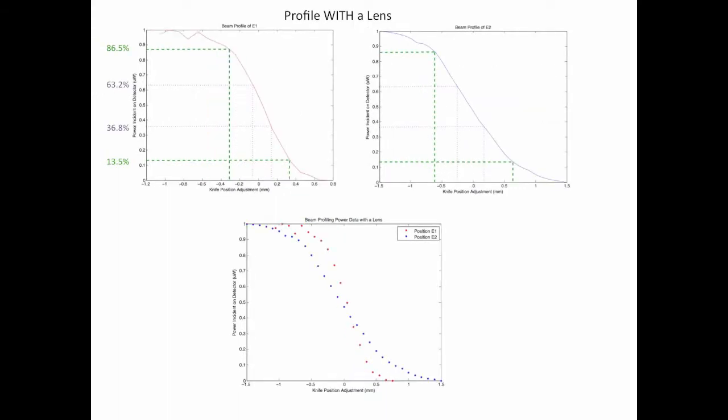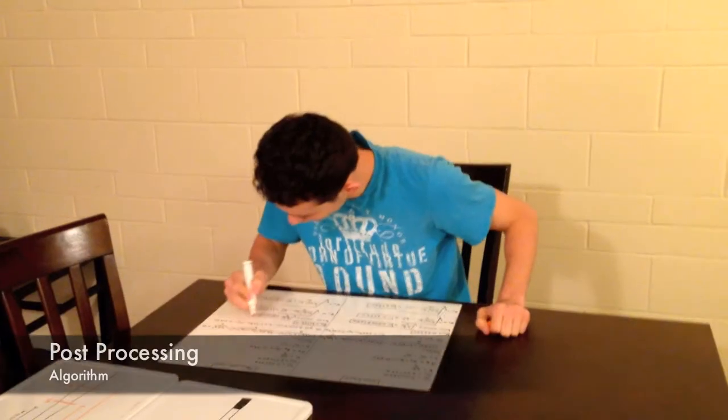With a lens, if the knife edge is placed at the right location, both before and after the beam waist, you can obtain the same diameter. We chose an arbitrary placement and found values for the beam diameter at positions to the left of the beam waist being 0.66 mm and to the right of the beam waist being 0.127 mm.